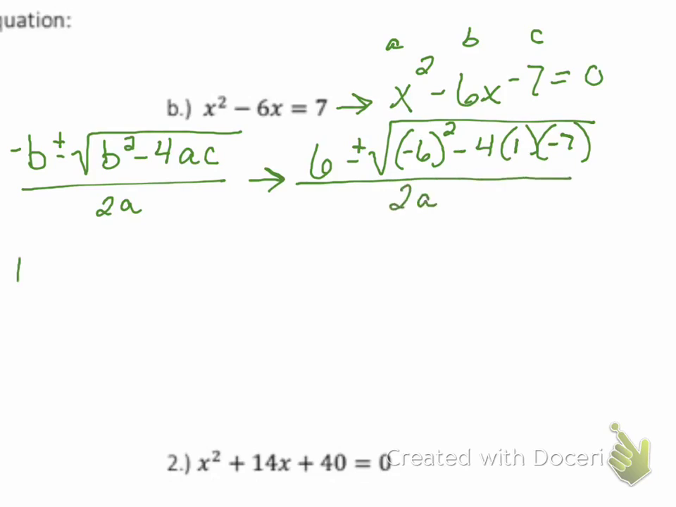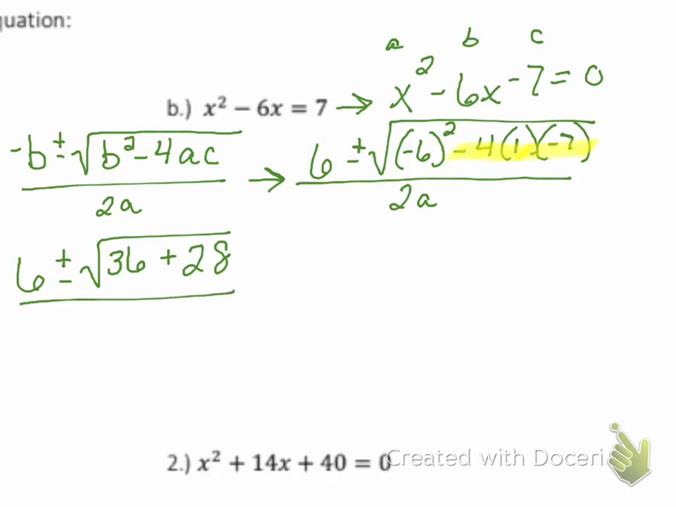So now I'm going to reduce what's in the radical symbol. So I've got 6 plus or minus the square root of, okay, I know negative 6 squared is 36. And then this is an interesting part: I've got negative 4 times 1 is negative 4, times negative 7 is positive 28. So I'm going to be adding 28, all over, oh, and I just realized I put 2a, whoops, that would have been really 2 times 1, I apologize. So my denominator is 2.